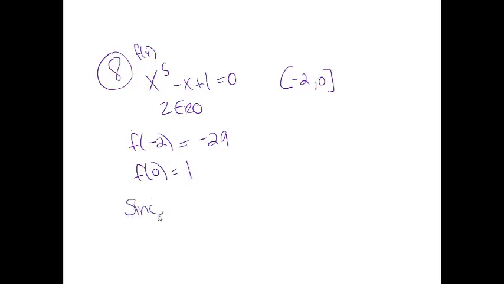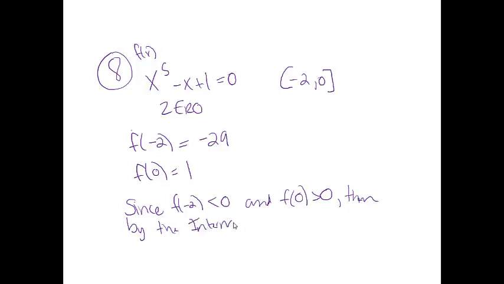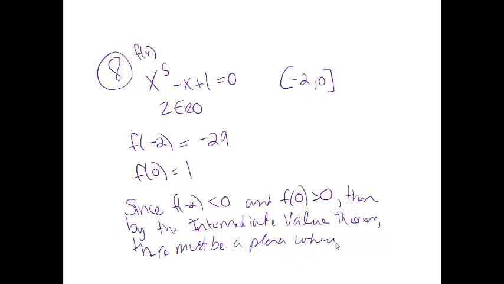So I could say, since f of -2 is less than 0 and f of 0 is greater than 0, then by the intermediate value theorem, there must be a place or an x value where the function equals 0. And that's again due to the intermediate value theorem.